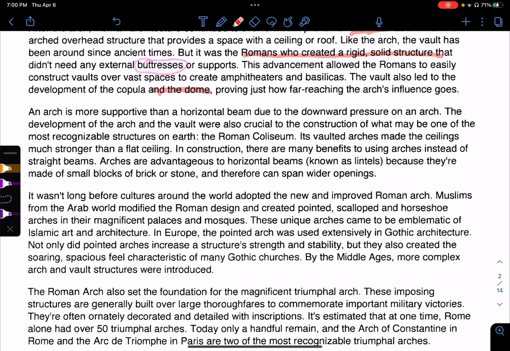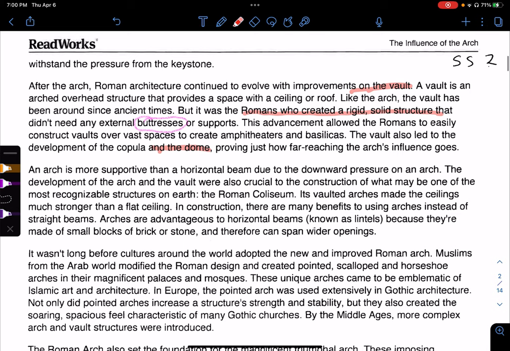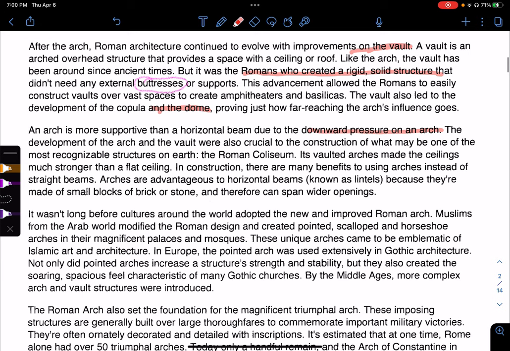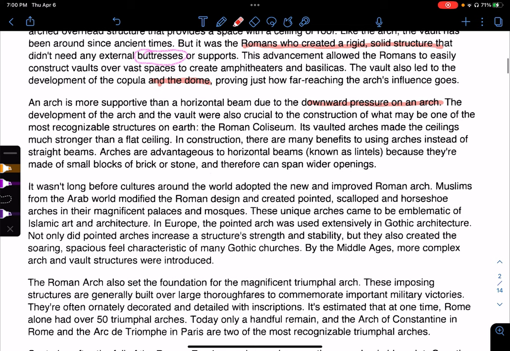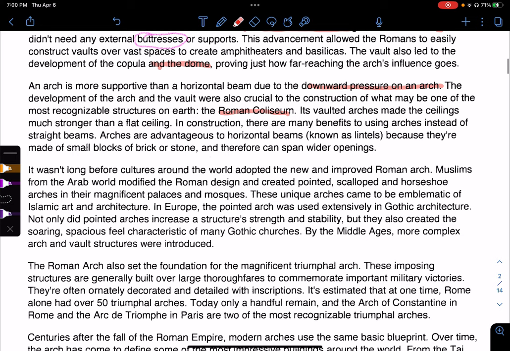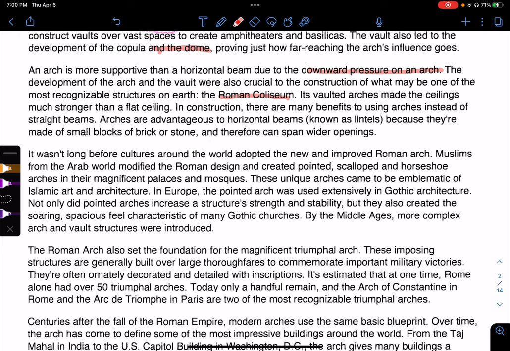I'm gonna stop reading. Actually, I'm gonna continue because I love this. An arch is more supportive than a horizontal beam due to the downward pressure of an arch. The development of the arch and the vaults were also crucial in the construction of what may be one of the most recognizable structures on earth, the Roman Colosseum. Its vaulted arches made the ceiling much stronger than a flat ceiling. In construction, there are many benefits to using arches instead of straight beams.